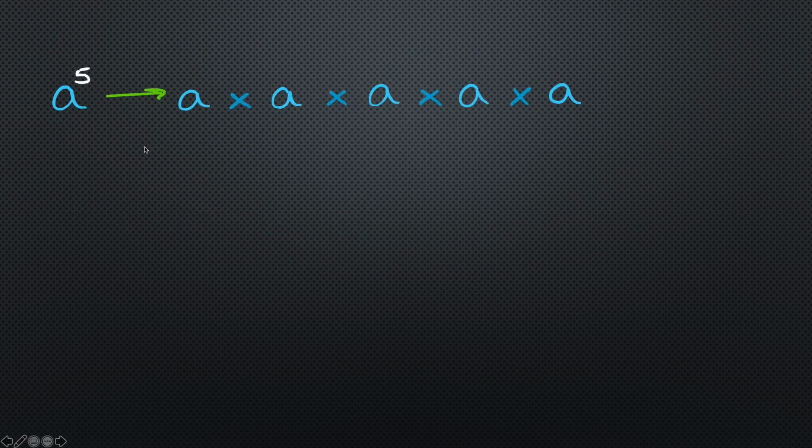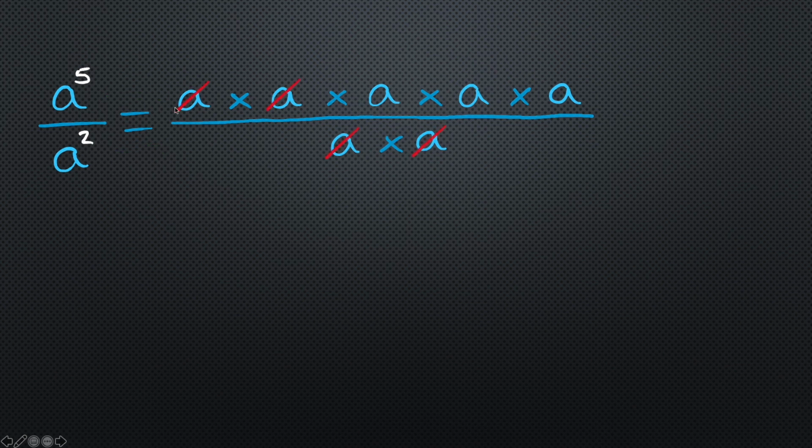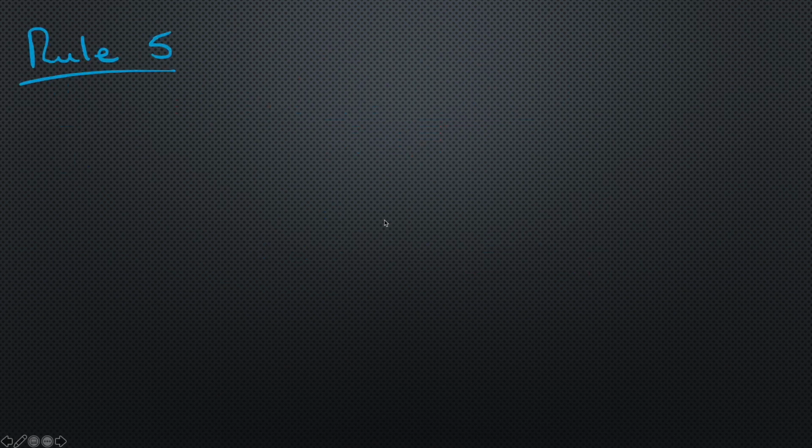Now, a to the power of 5, we know is just a times a times a times a times a. A to the power of 2 is just a times a. And then when we divide these, we know from fractions that we can cancel. So 2 a's from the bottom would cancel with 2 a's from the top, leaving us with 3 a's on the top, giving us our answer of a to the power of 3. So that is how rule 4 works.